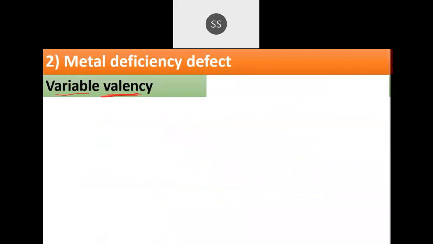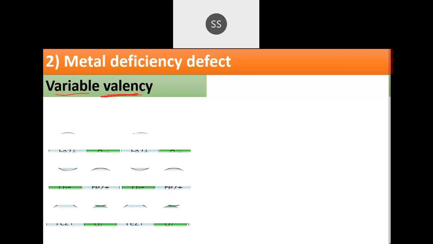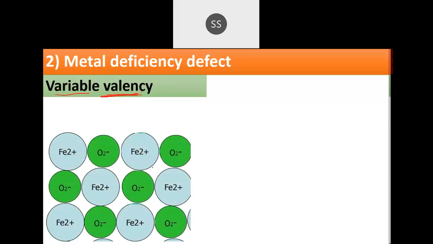If you talk about alkali metals or s-group elements, they have only one valency, correct? Sodium will have Na plus, and the second group will have 2 plus. But transition elements have variable valencies. An example is iron itself. If you are familiar, because you have learned in high school also, iron has two oxidation states.